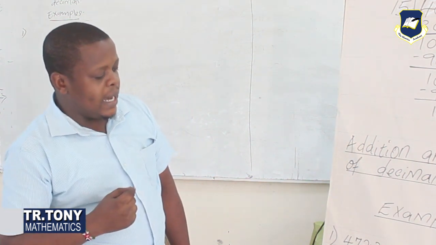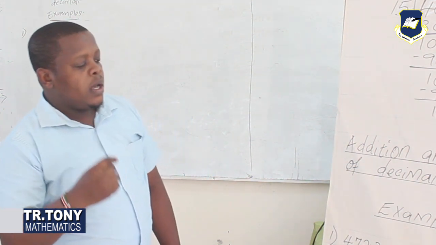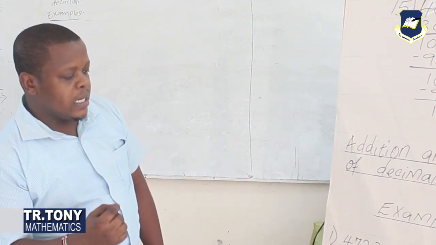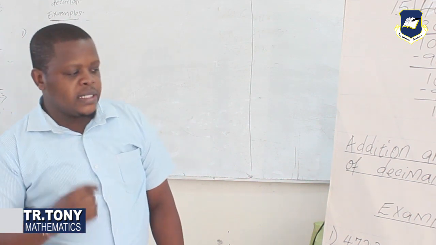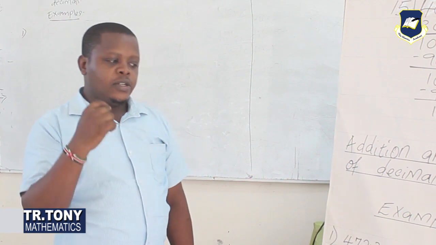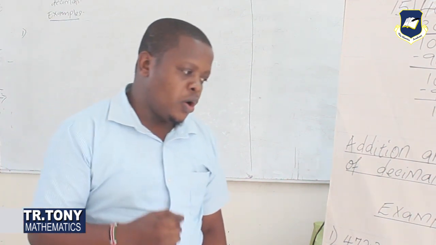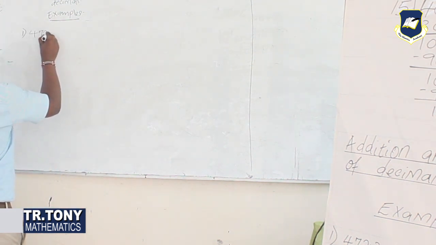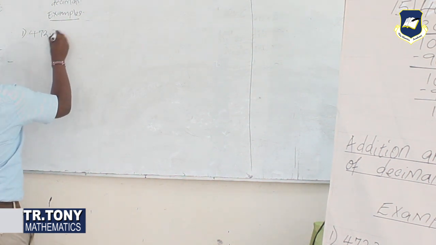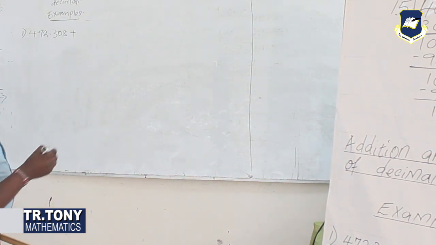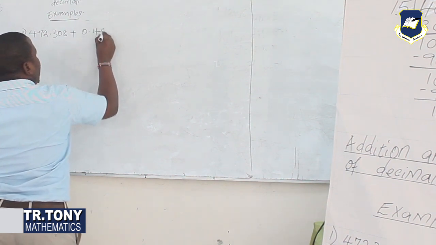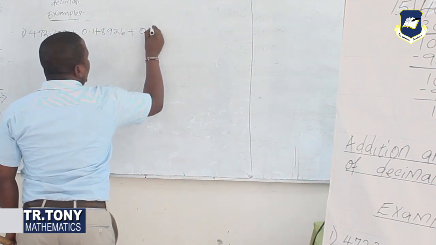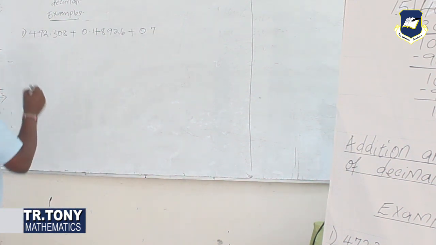And to begin, our example 1, where you are told to add 472.308 to 0.48926, then you add to 0.7. So, 472.308 added to 0.48926, then again added to 0.7. Let's arrange the digits.